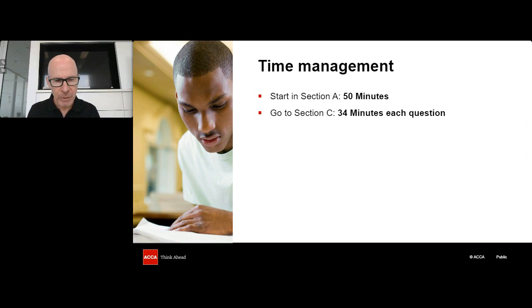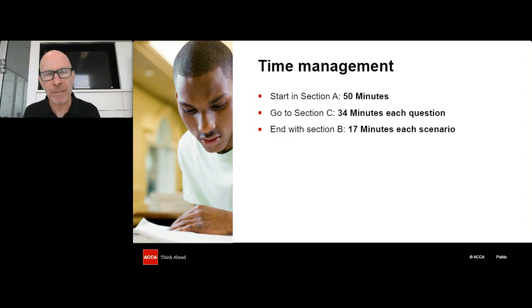Then you go to what I think is the most difficult part of the exam, section B, where you get the 3 scenarios. Guys, in section B, there is a disparity between the difficulty levels of these 5 questions. Each scenario has 5 questions. So you spend 17 minutes on each scenario, and you want to do the easiest one first. Often, that's not the first one.